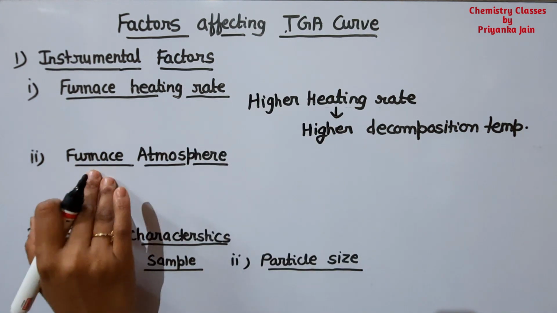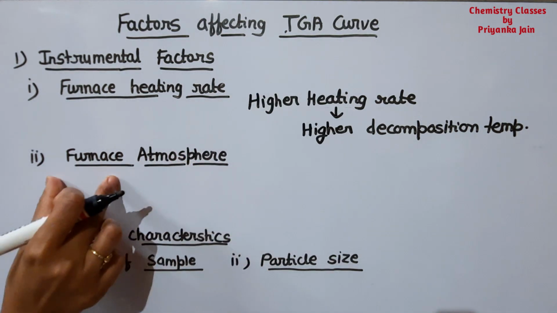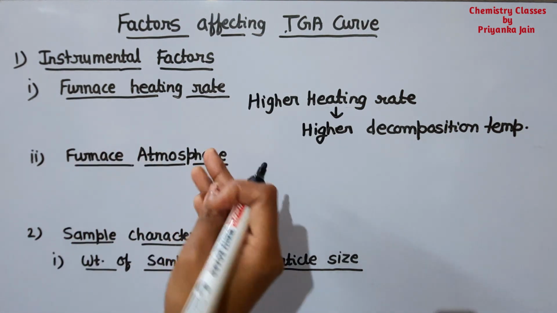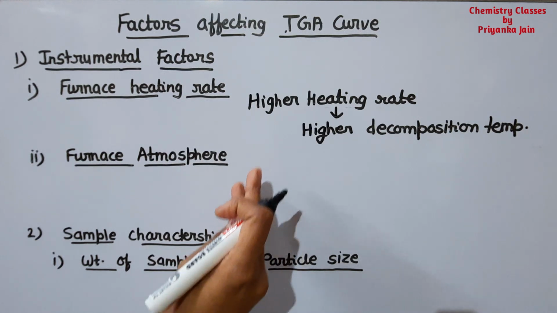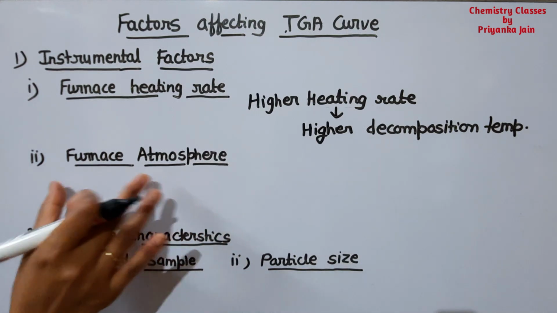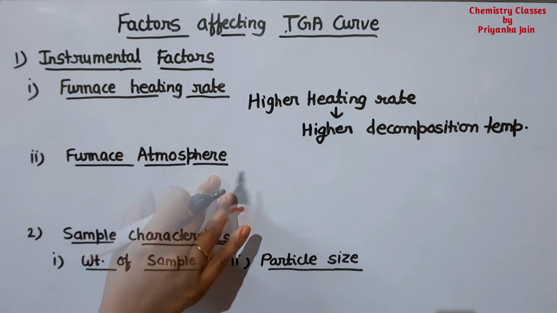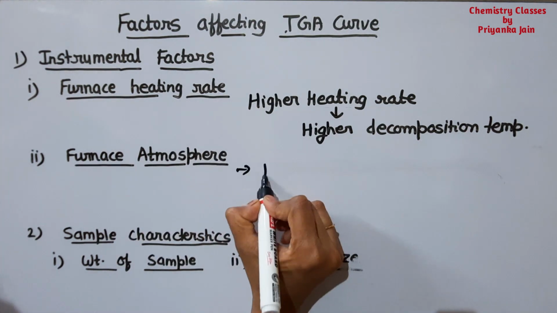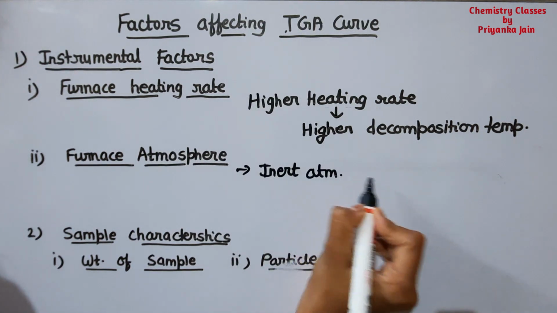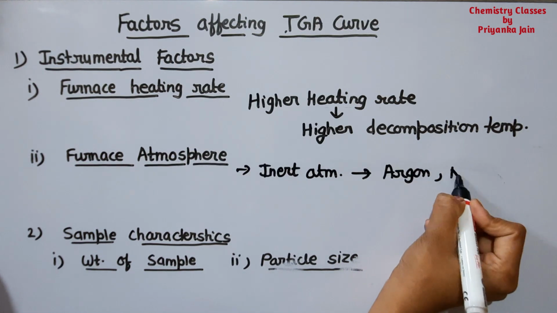Another thing is the furnace atmosphere. Furnace atmosphere means the gas which is pumped in the furnace to give it the atmosphere. And I have already told you that different types of gases like CO2, helium, argon, N2, etc. or air may be filled in the furnace to give it a required atmosphere. So when we need an inert atmosphere, then we use argon or nitrogen.